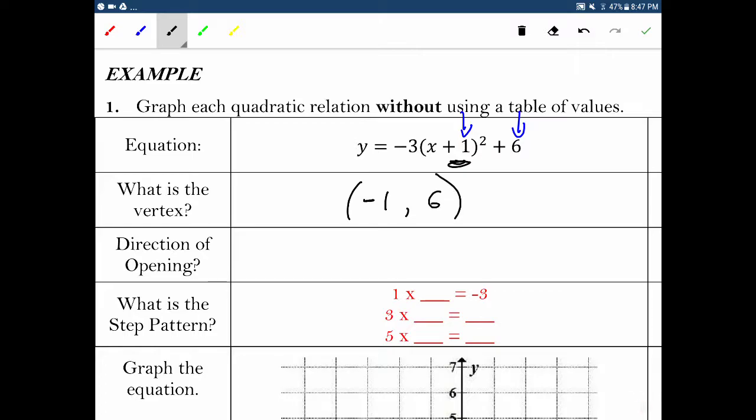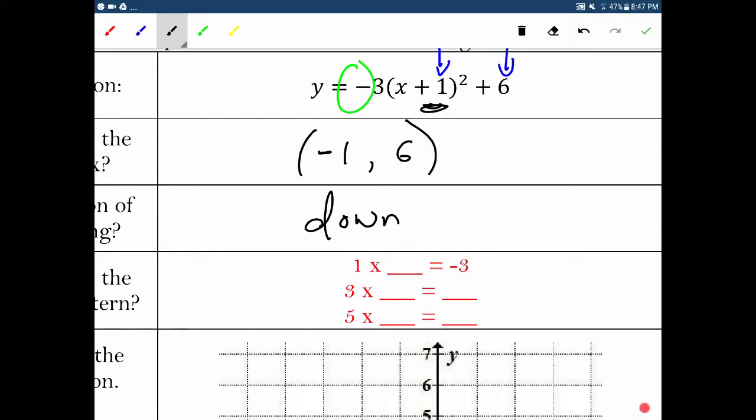We ask, what's our direction of opening? Well, it's got a negative, so it's going to open down this time. And then we just ask, what's 1, 3, 5 times the number in front? So in this case, we are multiplying by the -3. -3, -9, and then -15. There we go.